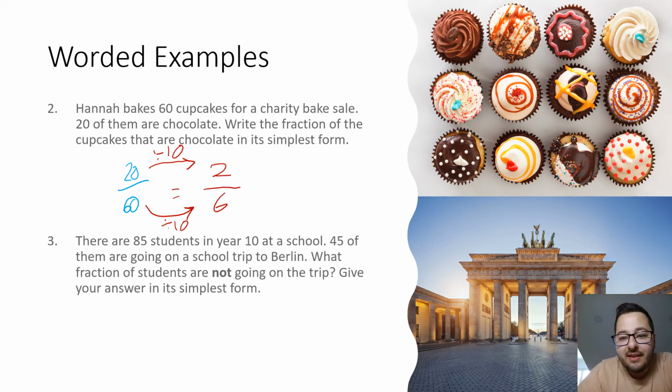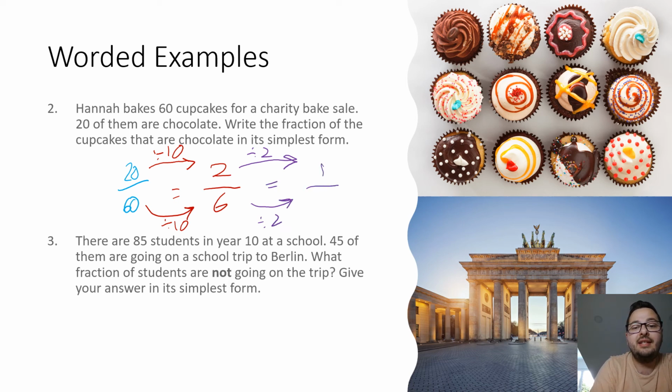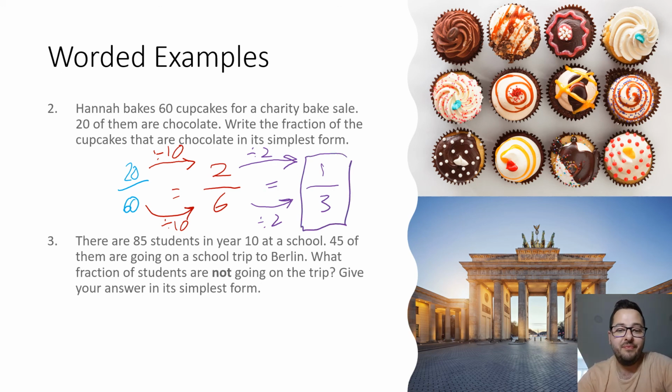And then I'm noticing that that can be simplified again, because these are both in the 2 times table. So divided by 2, 2 divided by 2 is 1, and 6 divided by 2 is 3. So the fraction of cupcakes that are chocolate is 1/3 in its simplest form. Now again, you could have done this all in one by dividing by 20 straight away, but this is just to show you that you can do it in steps if you want to.